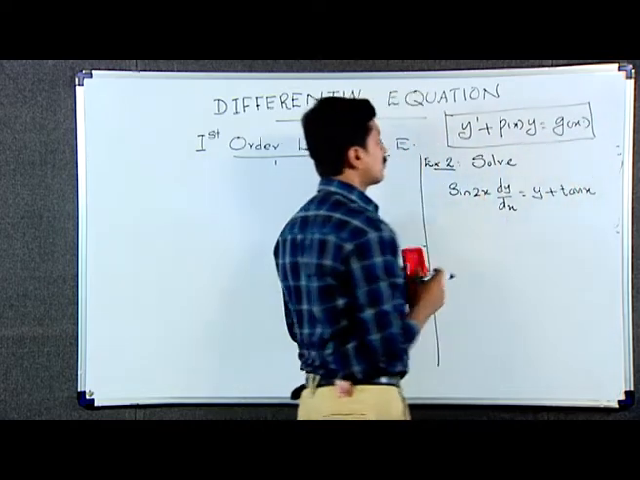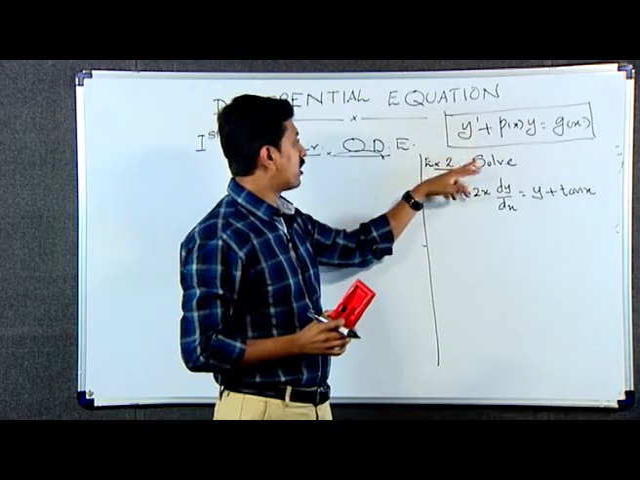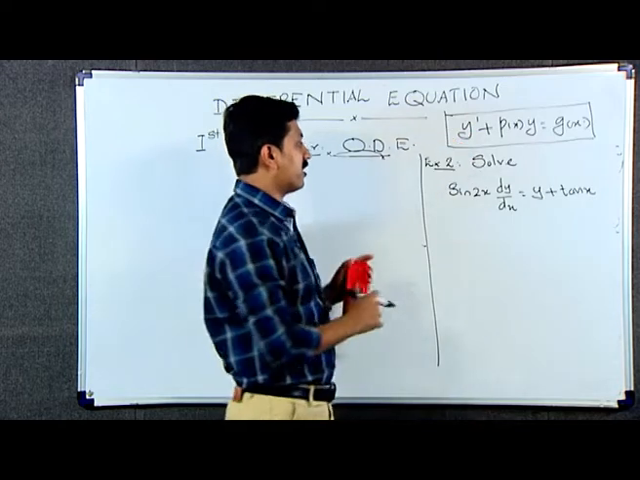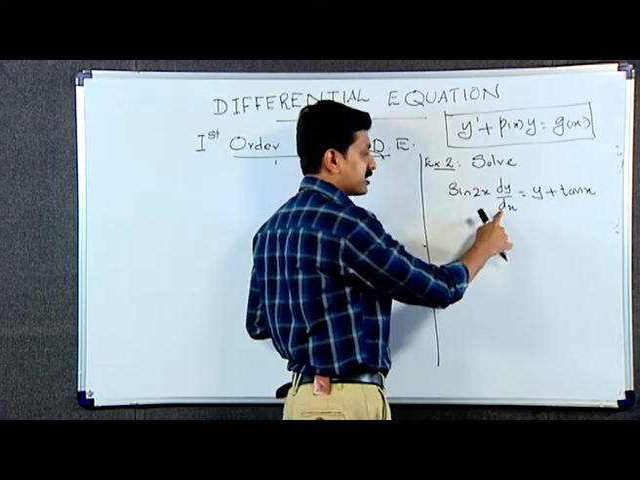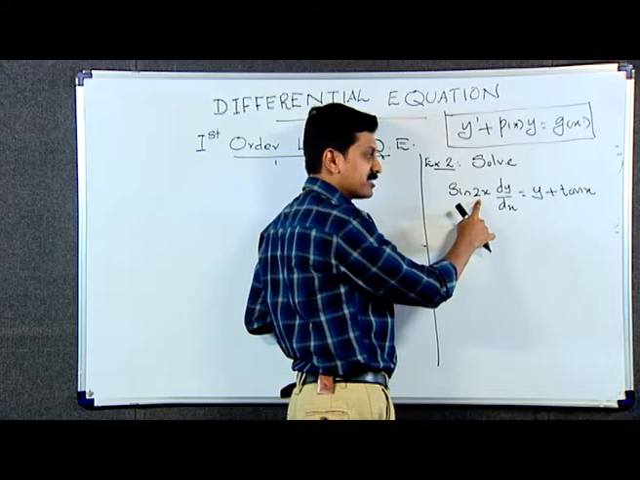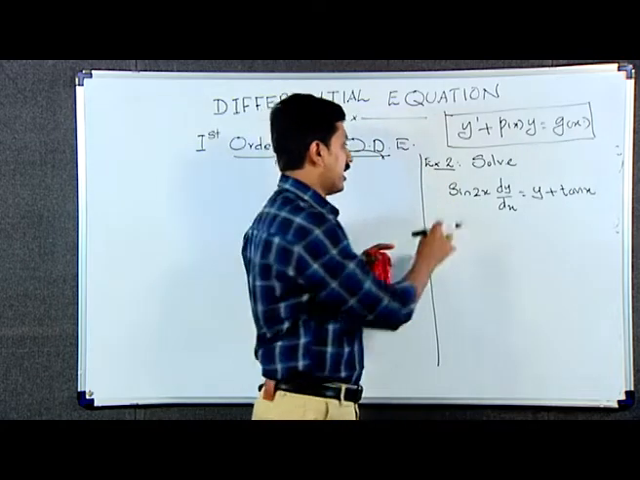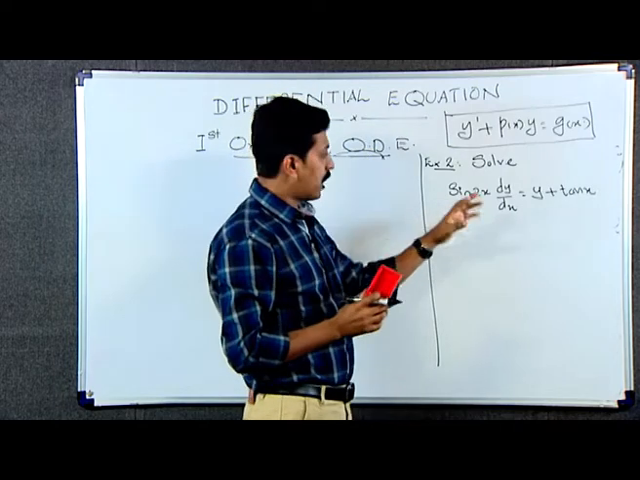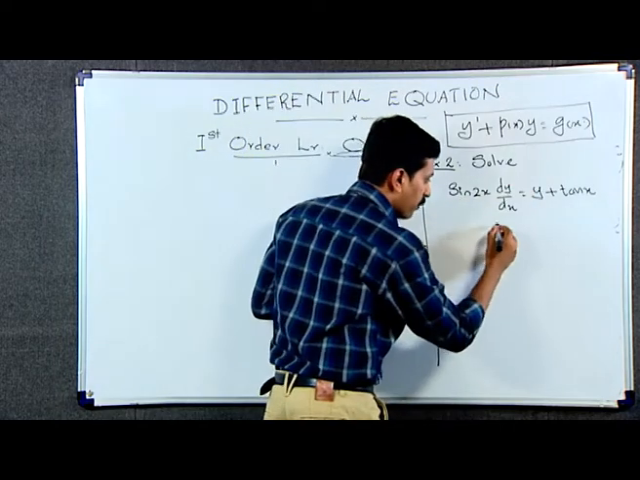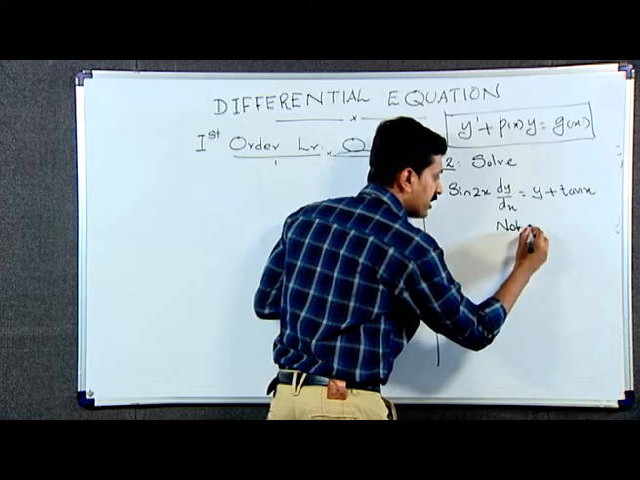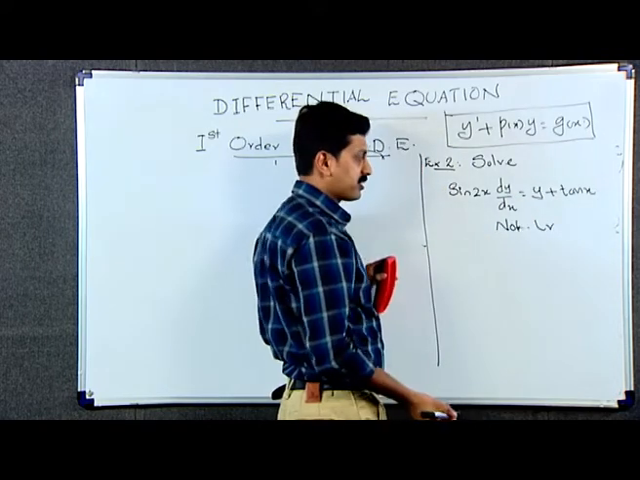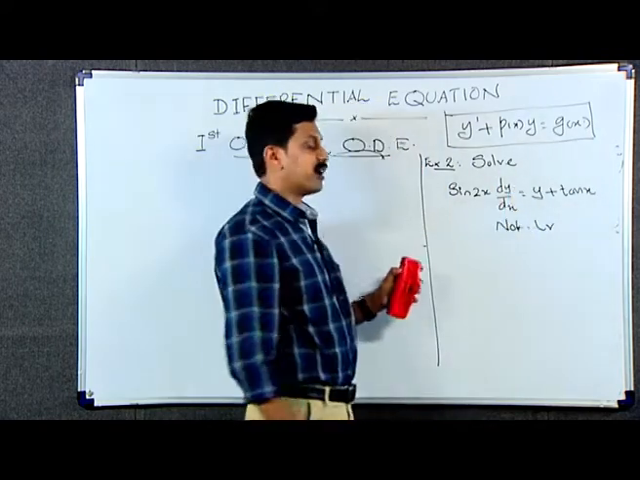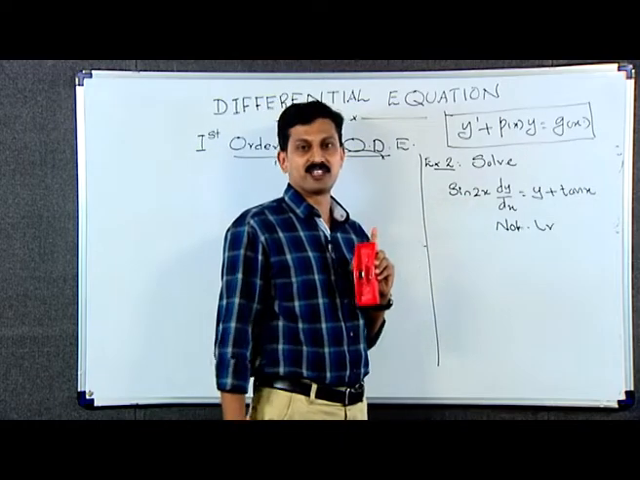By comparing this with y dash, there is no other function coming, but here dy by dx is coming with a sin 2x. So, this is the additional one. We have to remove this from here. Now, by seeing this form, this is not linear. So, we have to make this equation a linear differential equation.